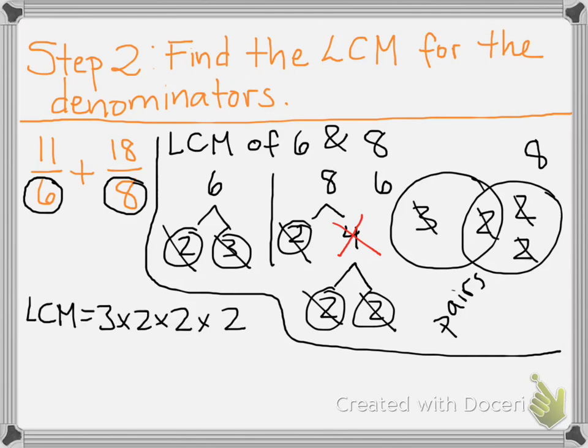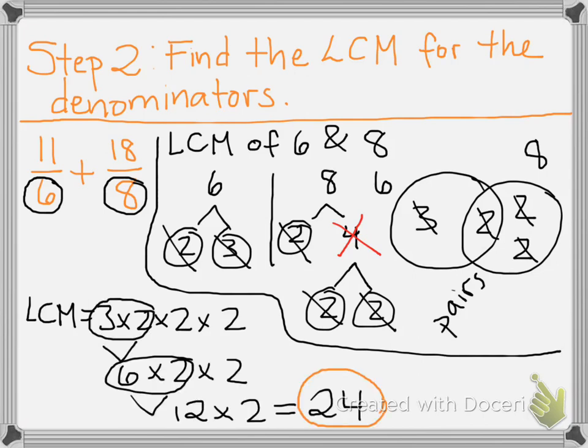Okay. So our LCM is where we take all of those numbers, 3, 2, 2, and 2, and we multiply them together. When you do that, you see 3 times 2 is 6. Bring down the times 2 times 2. 6 times 2 is 12. Bring down the times 2, and you get 24. So our LCM for 6 and 8 is 24.